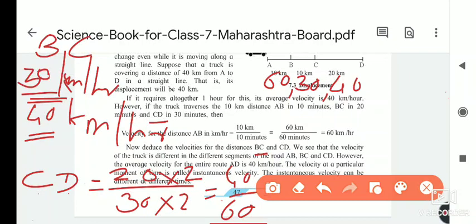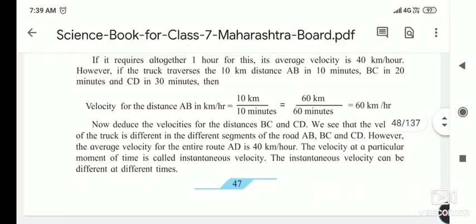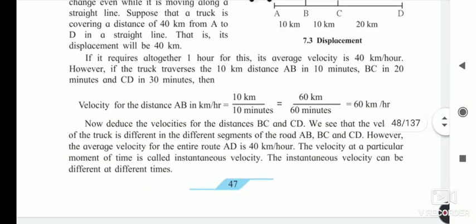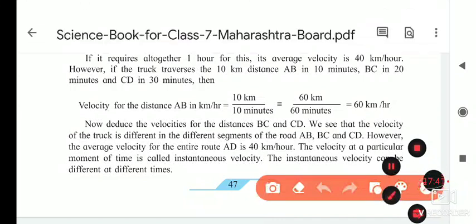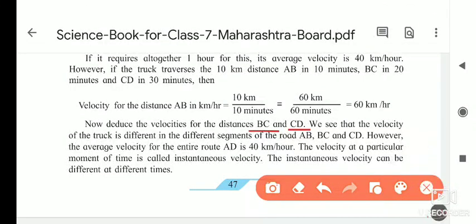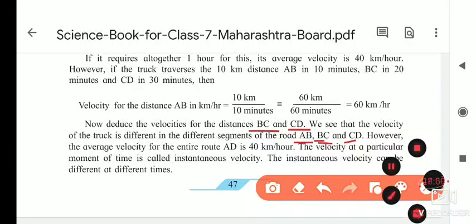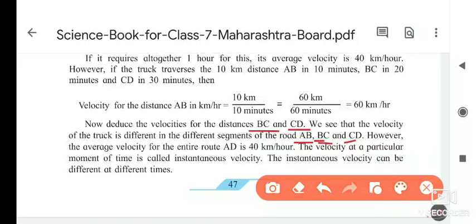Now what is given here? Keep this in mind: 60, 30 and 40. If you find the velocity of BC and CD, we see that the velocity of the truck is different in different segments. That is, at AB it is 60, BC it is 30, and CD it is 40 kilometer per hour. However, the average velocity for the entire route AD is 40 kilometer per hour.